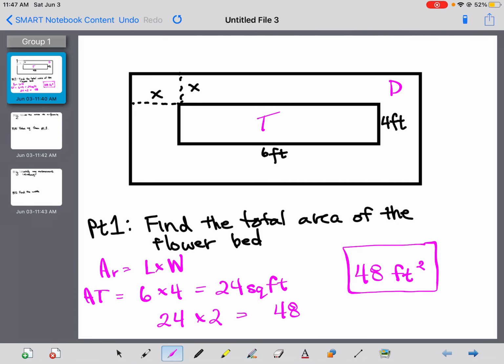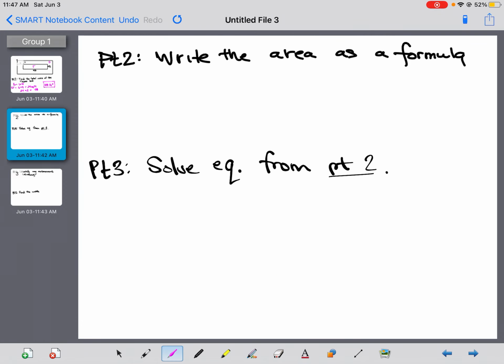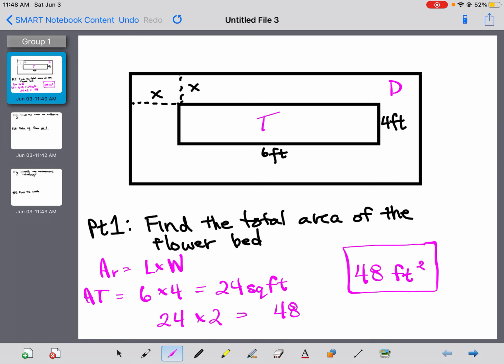Let's move to Part 2. Write the area of the flower bed as an equation using multiplication of 2 binomials. Remember, a binomial is a polynomial that has 2 terms. This is why we're using this x now, because I have to be able to write this formula.